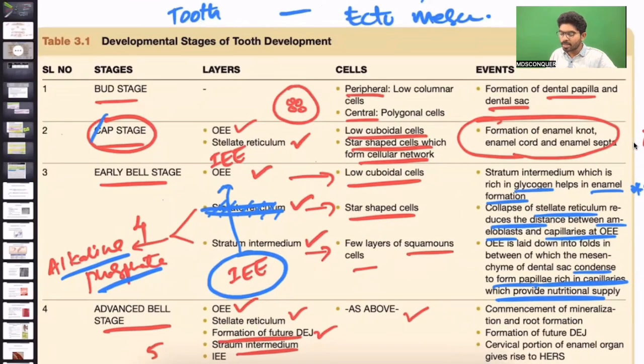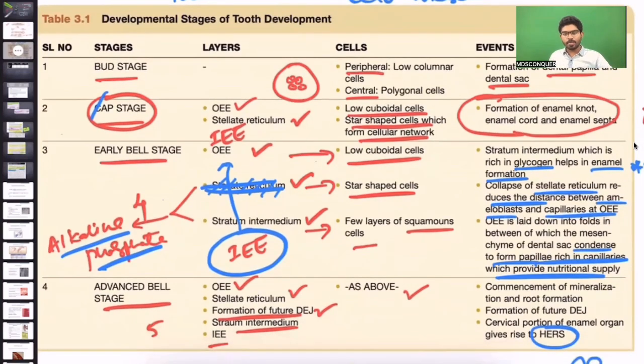Now the next question is HERS. What is HERS? HERS is going to contain two layers: outer enamel epithelium and inner enamel epithelium. Where is this HERS formed? Which location is it formed at? HERS is basically formed at the cervical portion. So clearly given right here, the HERS is formed at the cervical portion. They consider it as the cervical loop. HERS is at the cervical loop.